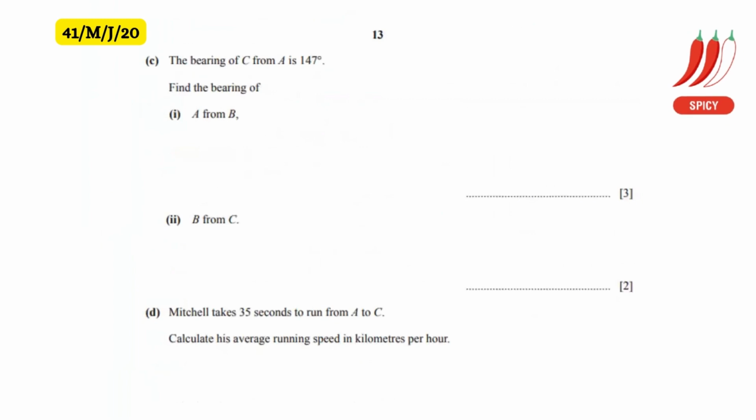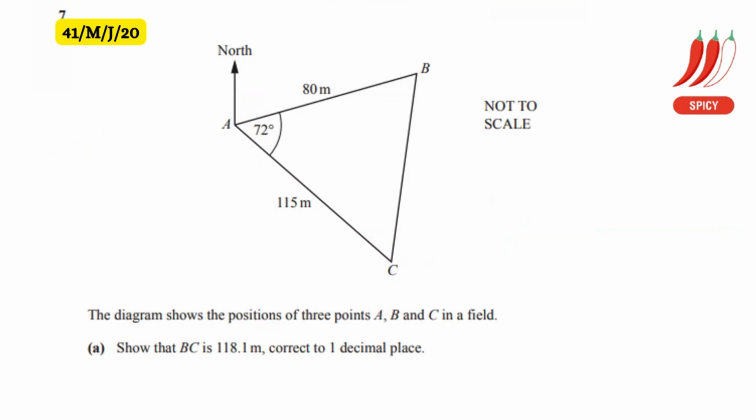Then the second part says, find the bearing of B from C. Now to find the bearing of B from C, first, we draw the compass at C. Like I said, we're going to measure the bearing from the north of C towards the line that connects B and C. So that's this. This is the bearing that we need to find.